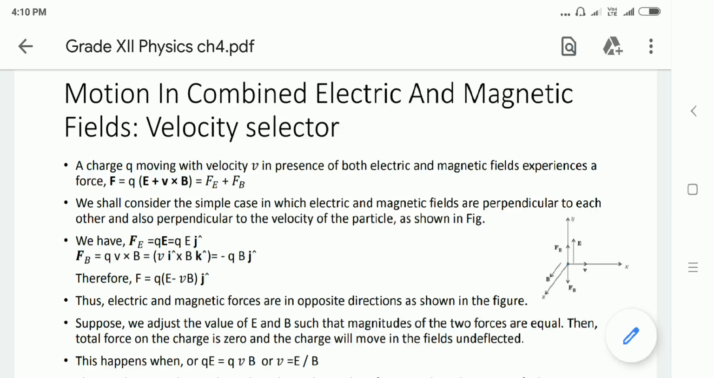Thus electric and magnetic forces are in opposite directions, as we can observe through the diagram: towards the y-axis the electric force, towards the minus y-axis the magnetic force, from the combined velocity and magnetic field effect. Now we adjust the values of E and B in such a way that both the forces are equal. Then the total force present over the charge should be 0. So the charge will move in the field without deflection.